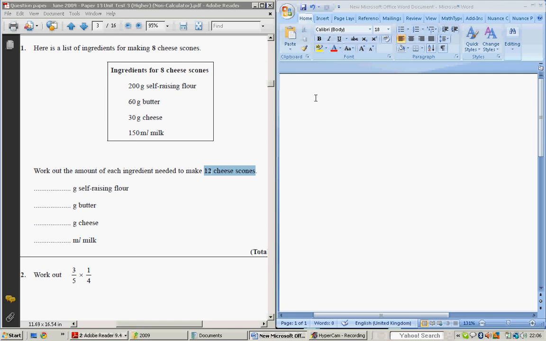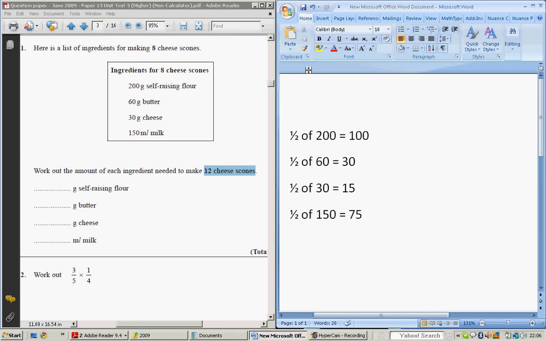Okay, so half of 200 grams is obviously 100. Half of 60 grams of butter is 30. Half of 30 grams of cheese equals 15. And half of 150 milliliters of milk equals 75 milliliters of milk.